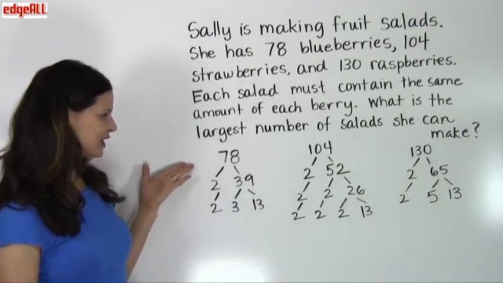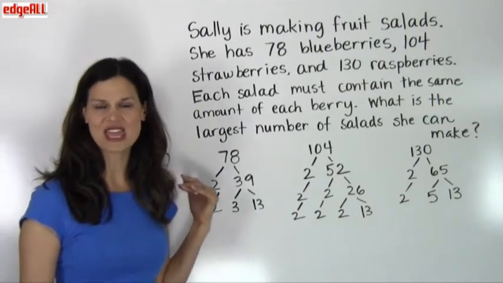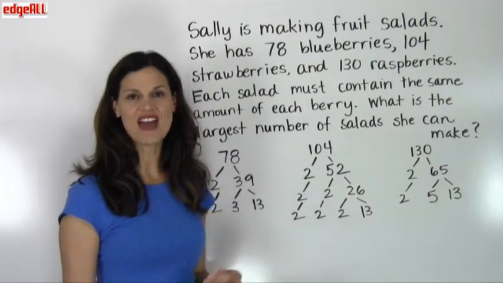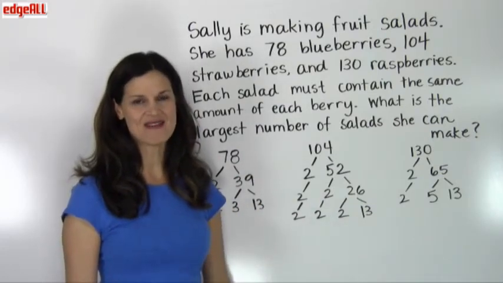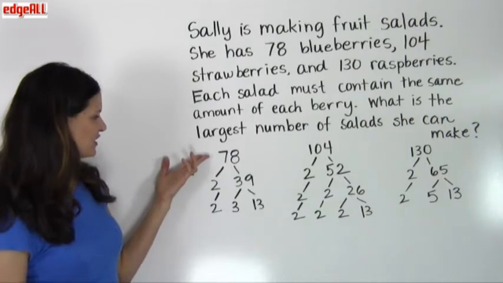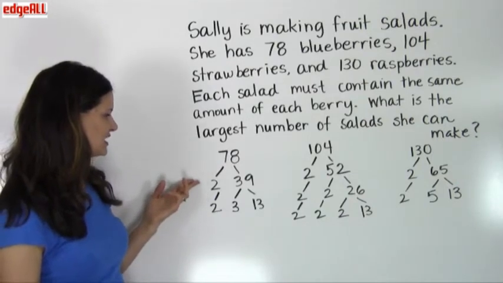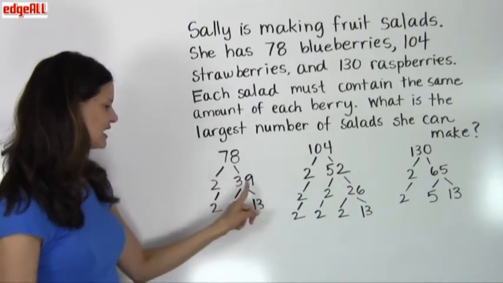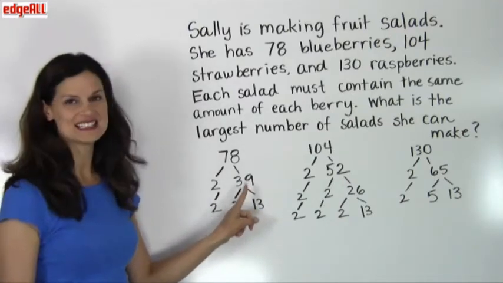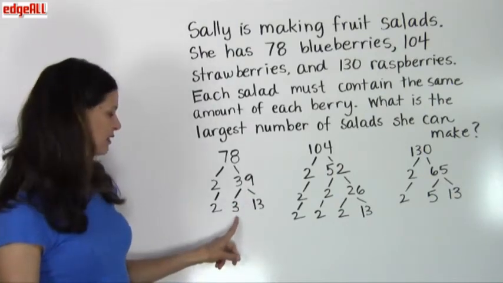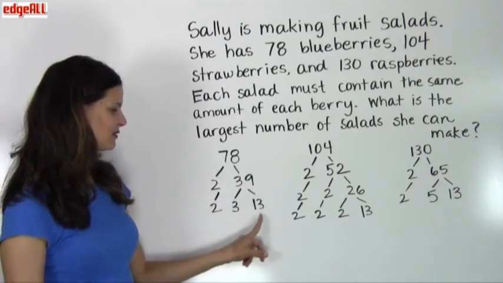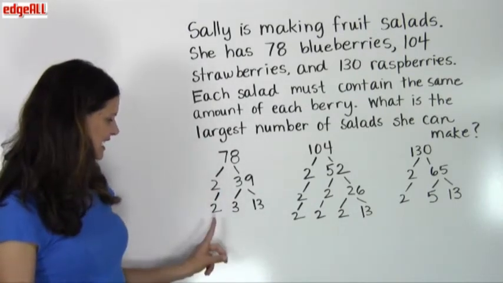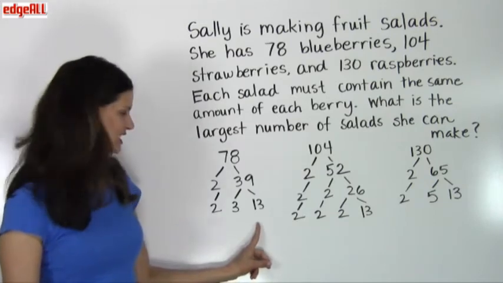So we are going to look at the prime factorization of each of these numbers, and then we are going to see which prime factors our three numbers have in common. So for 78, if we divide 78 by 2, we get 39. So we know that 78 equals 2 times 39. 39 is not divisible by 2, but it is divisible by 3. So 39 divided by 3 equals 13. And our prime factorization then of 78 is 2 times 3 times 13.